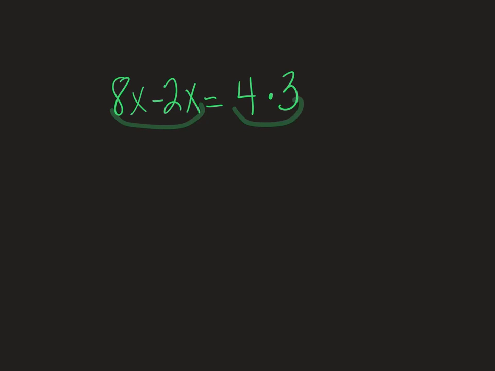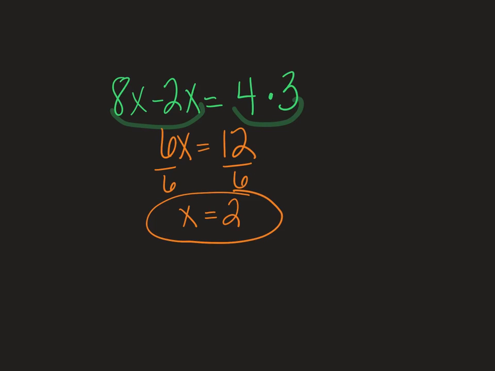4 times 3 is 12. Now, I'm going to divide, back up here, guys, I goofed. 8x minus 2x is 6x equals 12. Now, let's divide both sides by 6, because we're isolating our variable. 12 divided by 6 is 2. Let's substitute that in.